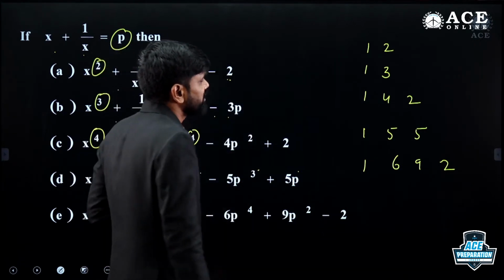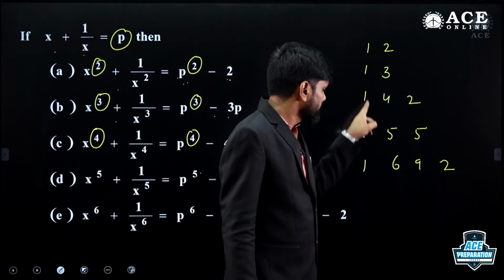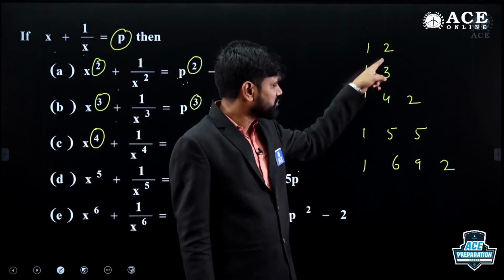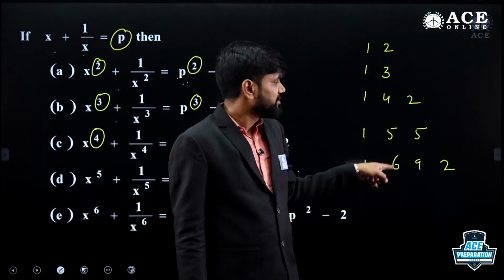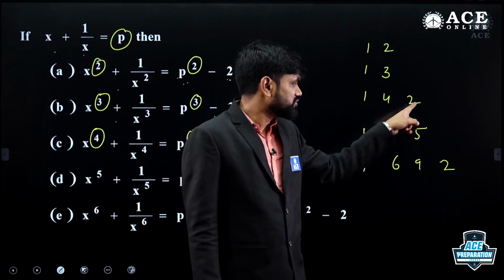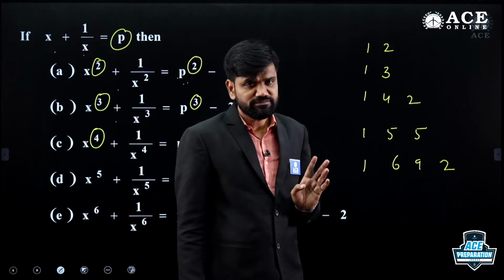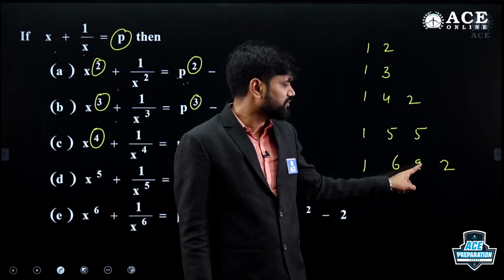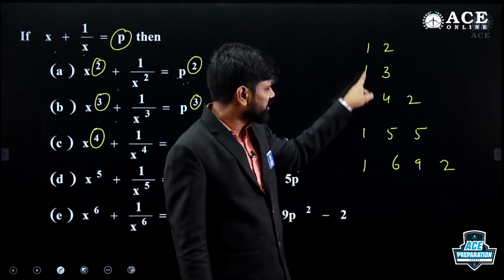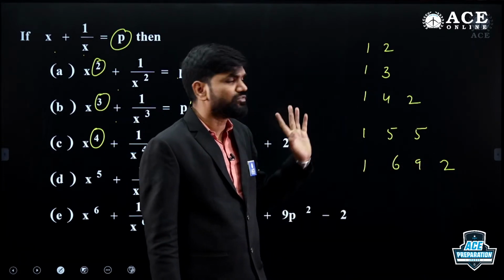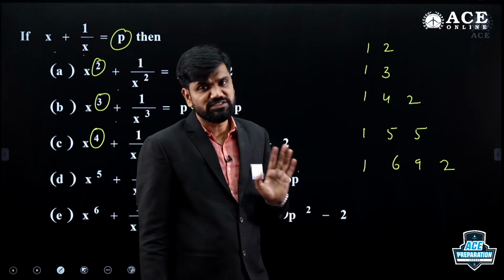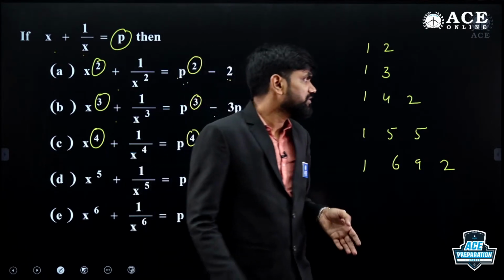Coefficients you have to remember are what? These things. So here 1, 1, 1, 1, this is the same. This is 2, 3, 4, 5, 6. Here the difference is increasing: this is 2, 5, 9. The difference is 3 here, the difference is 4. Next to 2. So these things you can easily remember. 1, 2, 1, 3, 1, 4, 2, 1, 5, 5, 1, 6, 9, 2. Right? Now let us see.